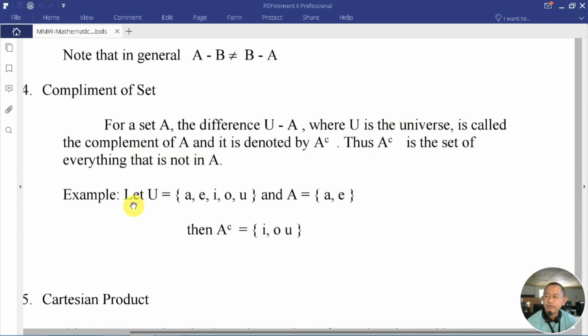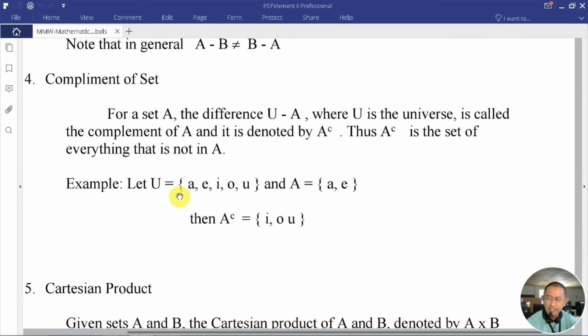For example, let U, the universal set, be a, e, i, o, u, and set A be a, e. What is missing here is the complement of A, its opposite, what is in the universal set but not in A. So that is how easy the complement of a set is.